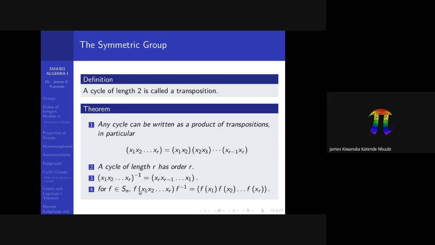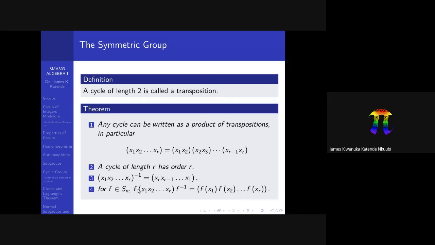There's this other fact. If you have any permutation f in Sn, you can get its inverse, f inverse. So if you take the composition of f, a cycle of length r, and the inverse of f, it will turn out to be a cycle of length r, and the entries in the cycle will be the image of x1 under the permutation f, the image of x2 under f as the next one, and so on, all the way to the last one, which will be the image of xr under the permutation f.